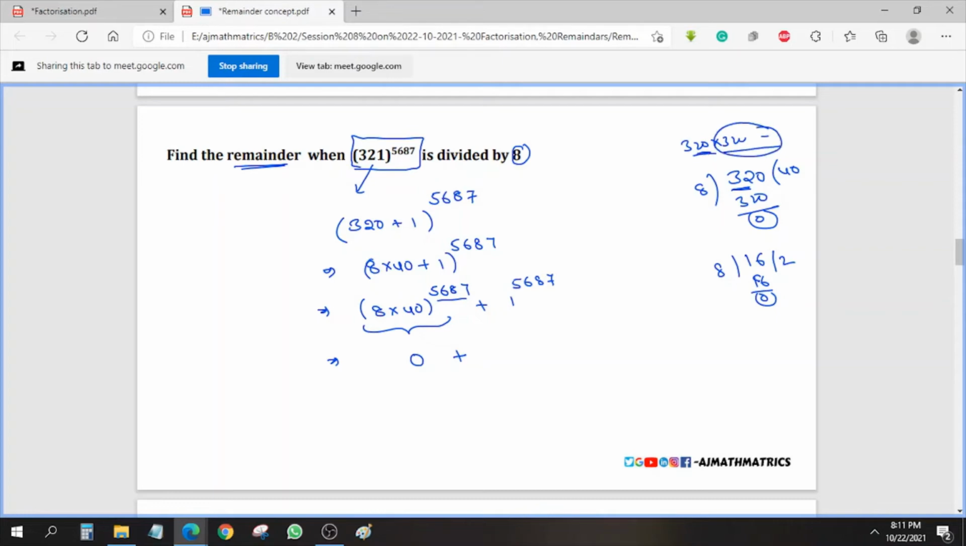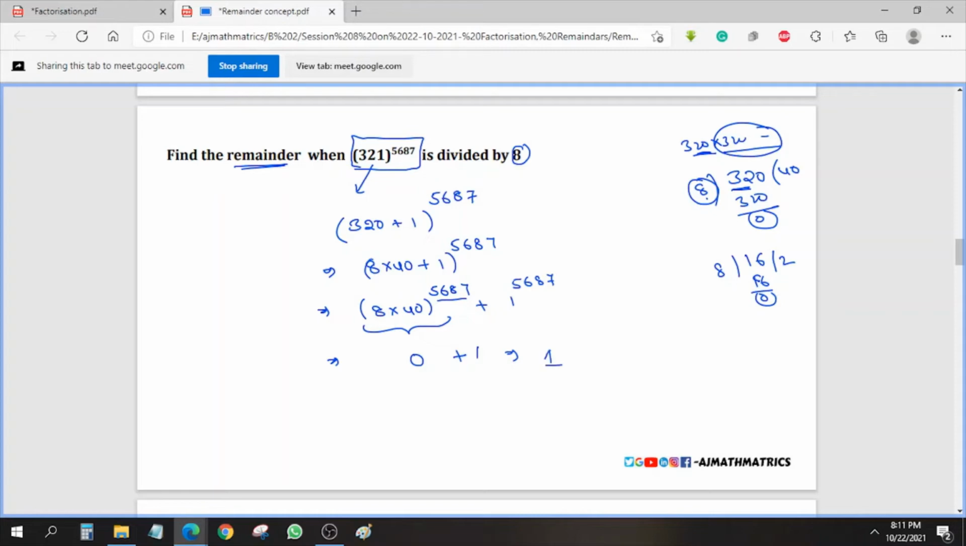See, 320 multiple అన్నప్పుడు అది 8 multiple కూడా. 8 multiple ని మీరు 8 తో డివైడ్ చేస్తే you will get the remainder as 0 obviously. నెక్స్ట్ ఈ 1 పవర్ 5687 వాల్యూ ఏమవుతుంది మనకి 1 అవుతుంది. సో మొత్తం ఇప్పుడు దీన్ని మనం డివైడ్ చేస్తే వాట్ ఈస్ ద రిమైండర్, we will get the remainder as 1 itself.